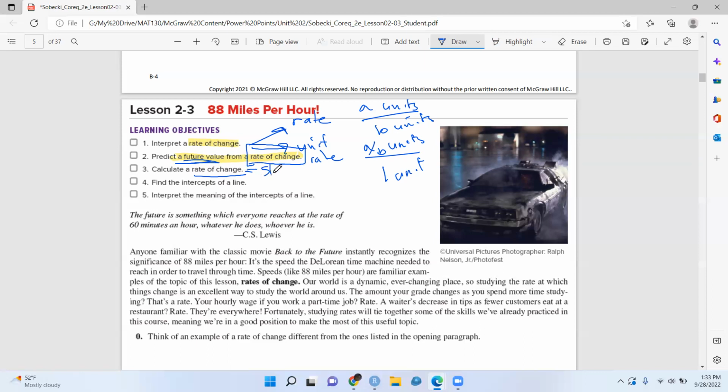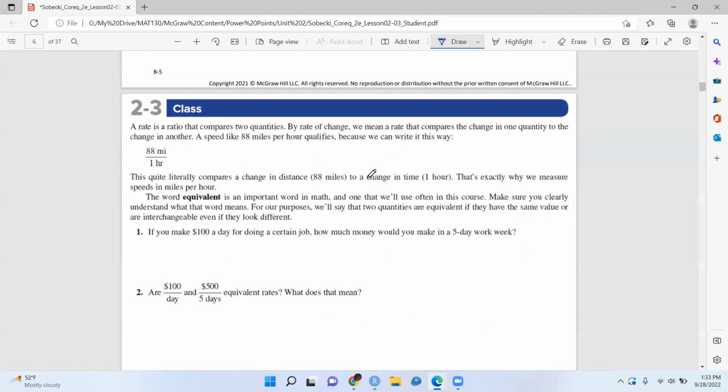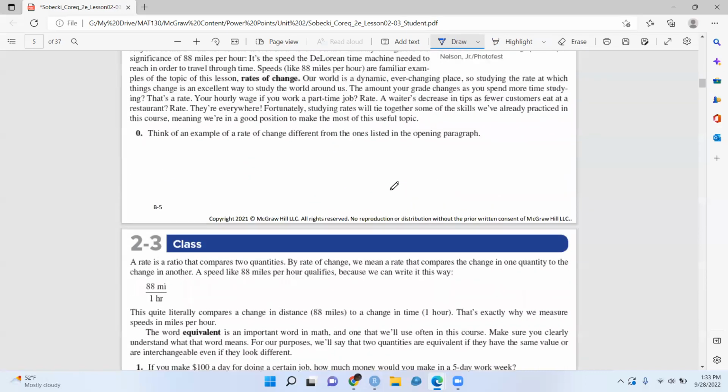Surprise, it's called the slope. And then we're going to look at this idea of a Y-intercept and an X-intercept, and we're going to figure out how to interpret them. So let's start here. We're going to skip all these different rates of change.